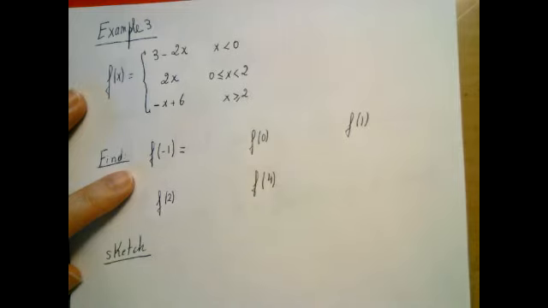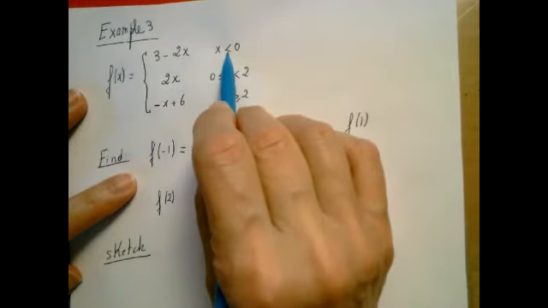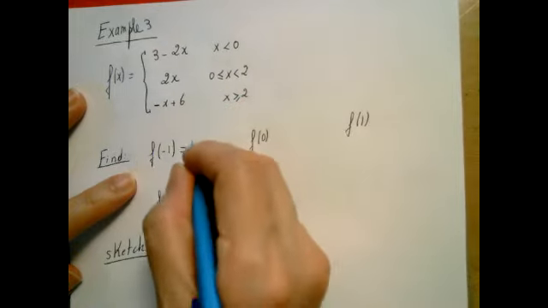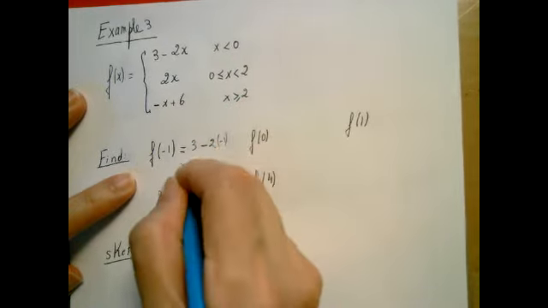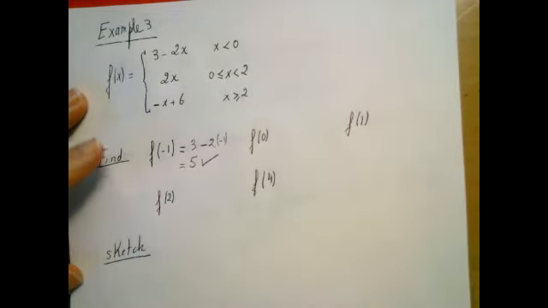Anybody? I don't see answers. 5, everybody tell me 5. Okay, are they correct? What is minus 1? Minus 1 is less than 0. So which formula applies? The first formula. So it's 3 minus 2 times minus 1. Everybody is correct.